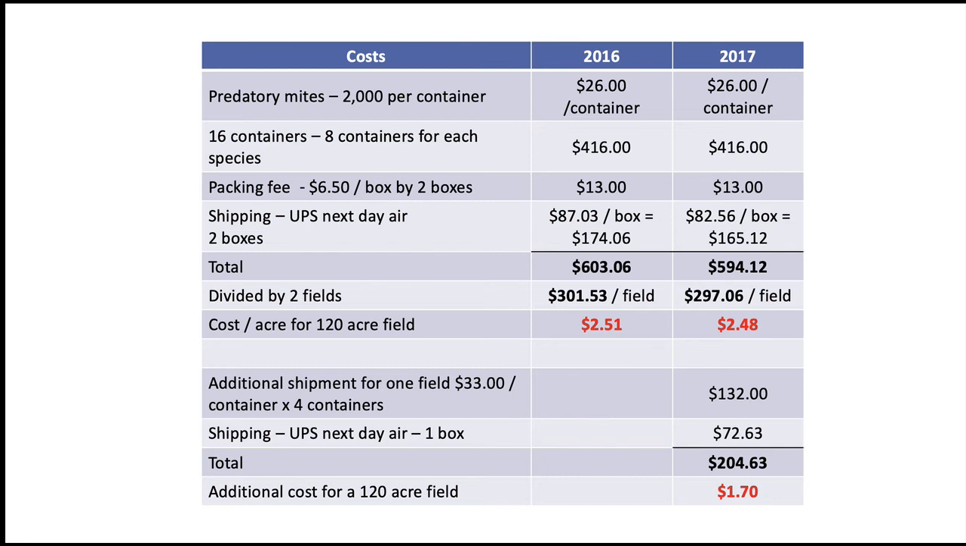In 2017, we began to wonder if we really had a good release of the predatory mites. And so I ordered another shipment of predatory mites a week later, and that added another $1.70 per acre for that field. That still is a relatively cheap expense for trying to manage spider mites.